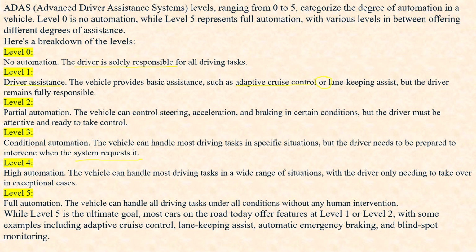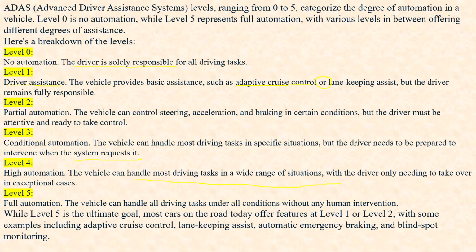He is not allowed to read a book or fall asleep or anything. It is only in level 4, when there is high automation, that the vehicle can handle most of the driving tasks in a wide range of situations, and it is only here that the driver can totally relax. He can read a book, or fall asleep, or totally close his eyes and listen to music, only in level 4. But level 4 is only in a stipulated city.